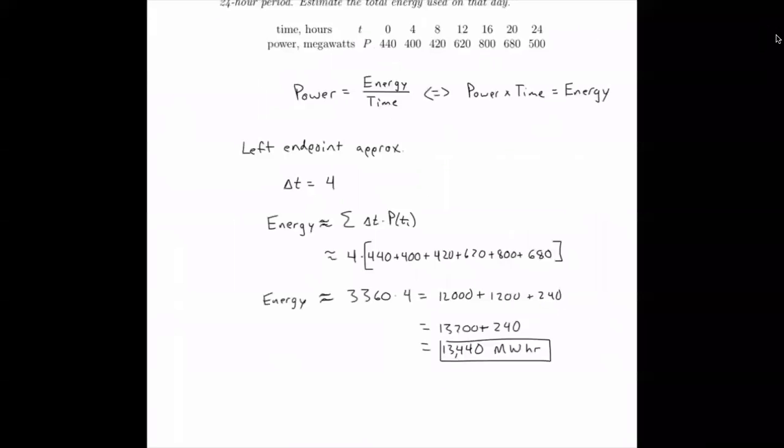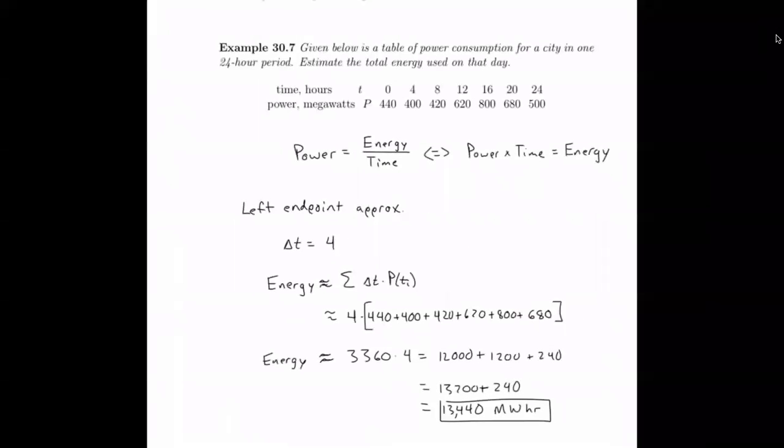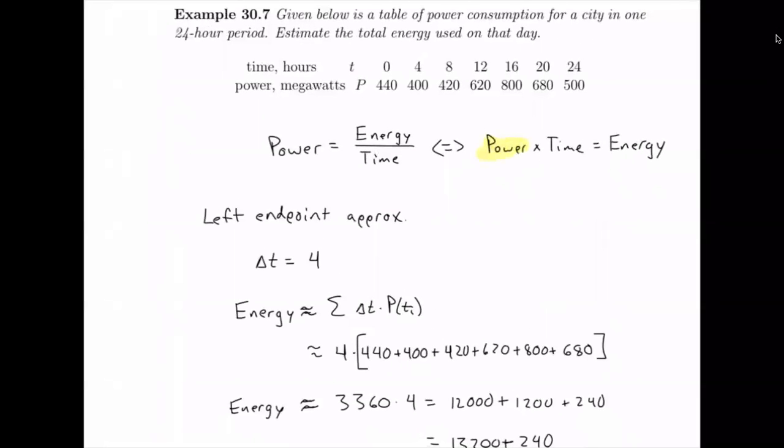So again, by the way, if we had a function P of t, which was the power usage at any given time t, and we did the integral of P of t with respect to t, from time 0 to time t equals 24, then what we would get out of this is the total energy that's used.